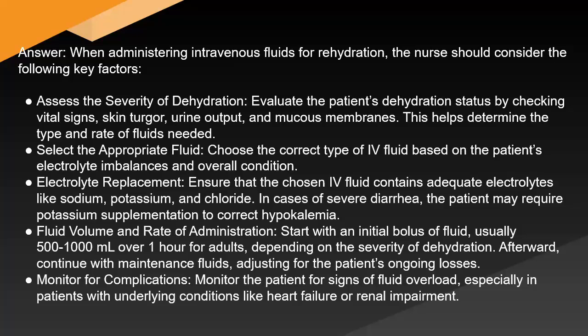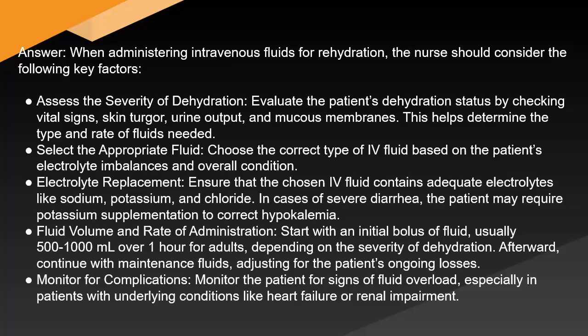Select the appropriate fluid. Choose the correct type of IV fluid based on the patient's electrolyte imbalances and overall condition. Electrolyte replacement. Ensure that the chosen IV fluid contains adequate electrolytes like sodium, potassium, and chloride. In cases of severe diarrhea, the patient may require potassium supplementation to correct hypokalemia. Fluid volume and rate of administration. Start with an initial bolus of fluid, usually 500 ml over 1 hour for adults, depending on the severity of dehydration. Afterward, continue with maintenance fluids, adjusting for the patient's ongoing losses. Monitor for complications. Monitor the patient for signs of fluid overload, especially in patients with underlying conditions like heart failure or renal impairment.